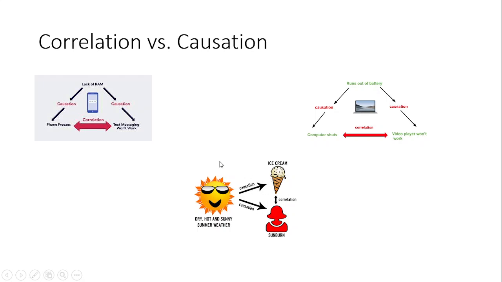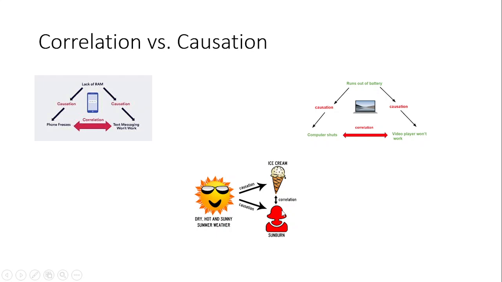So the sun causes ice cream buying in a society to increase. Also, the sun causes sunburn to increase. Both of these are correlated. Since this increases, this also increases. But the ice cream buying doesn't cause sunburn. The sun does. So you cannot say after finding a correlation that ice cream buying causes sunburn.